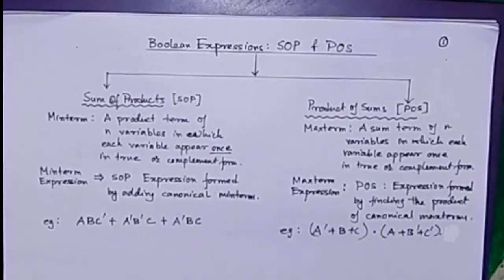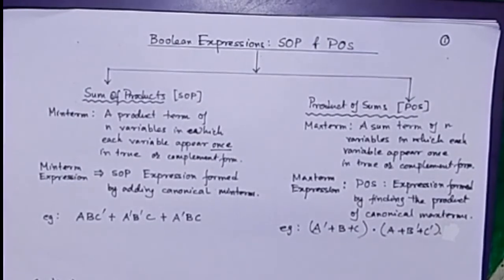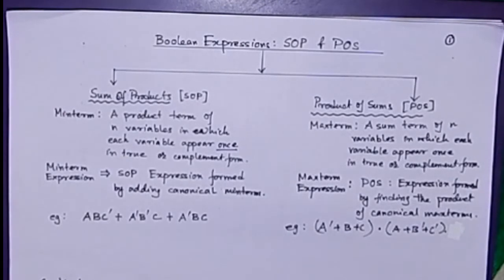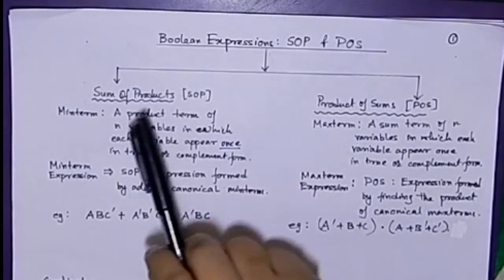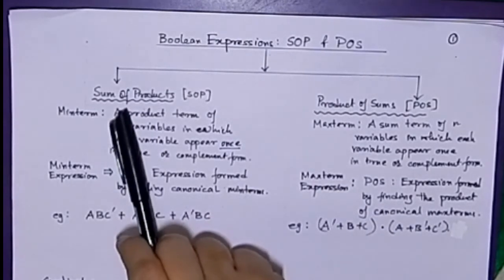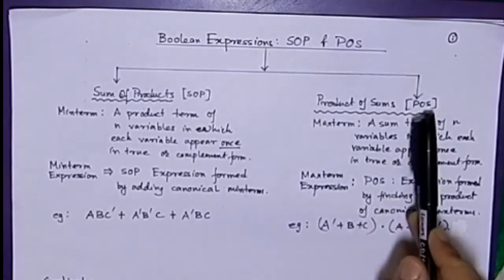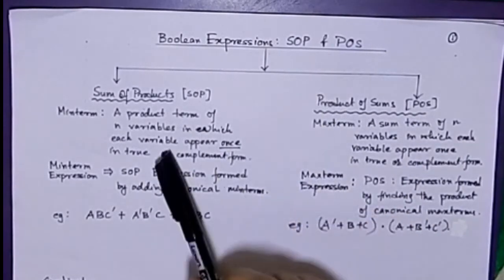Hello everybody. In today's lesson we are going to learn about Boolean expressions. Now Boolean expressions can be written in two forms, either in the SOP form, which is also known as the sum of product, or the POS form, which is also known as the product of sums form. Now let us study one by one.